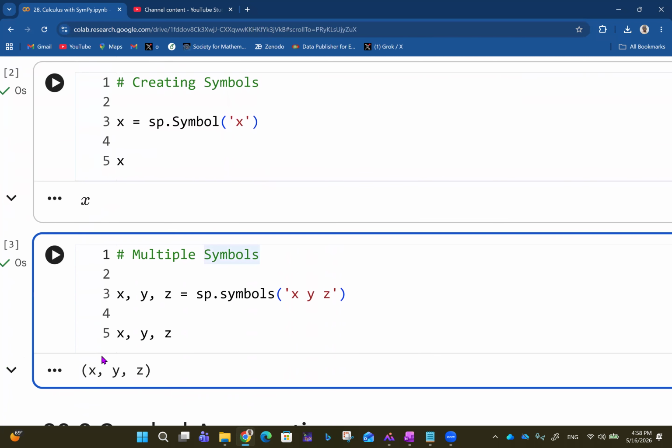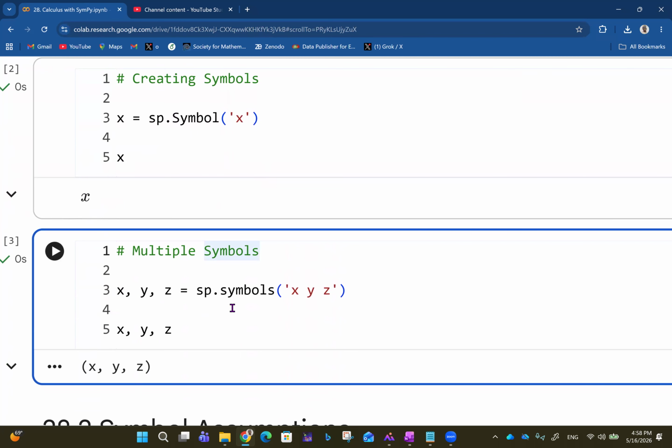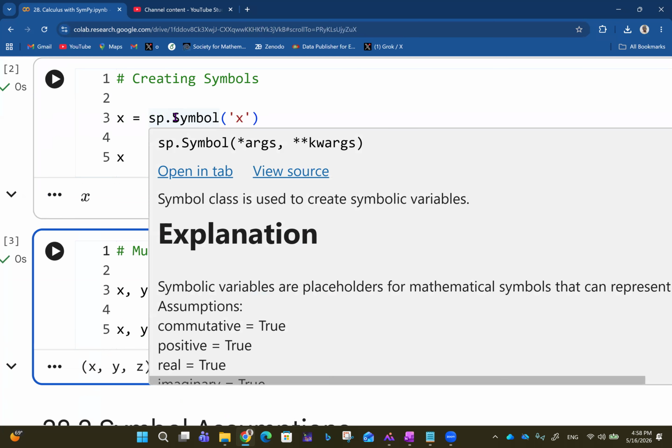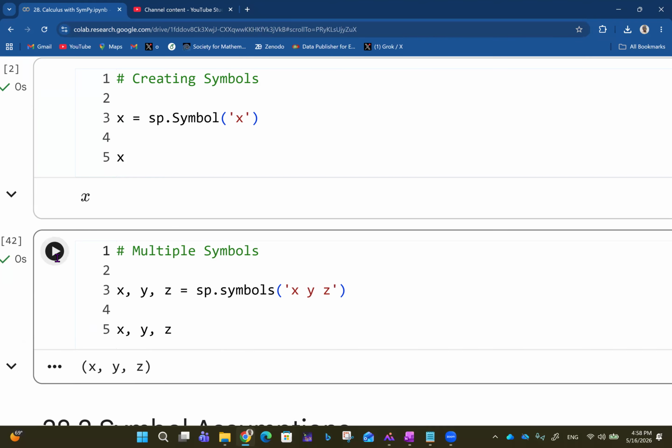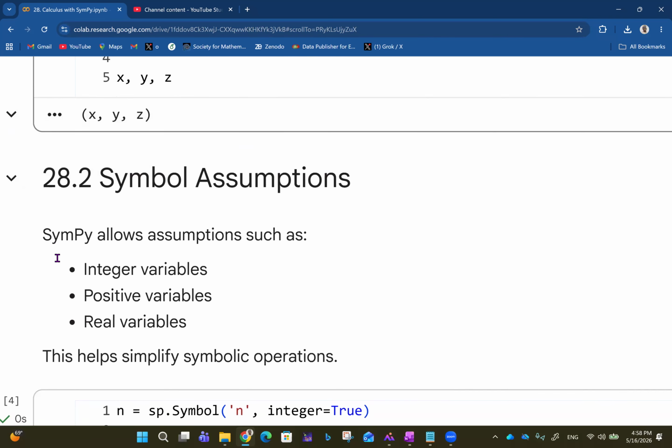Then of course you can also declare multiple symbols, like x, y, z equals sp.symbols. What's the difference? For one symbol it is capital S and there's no plural, but for many you have a small s and it is plural: symbols. With x, y, z separated by spaces, you now have x, y, z, printed. Then you can use them for anything you want.